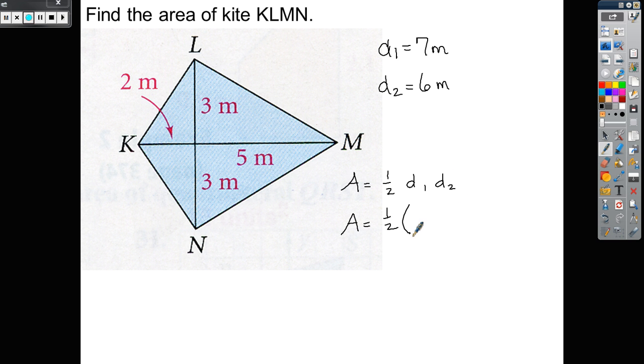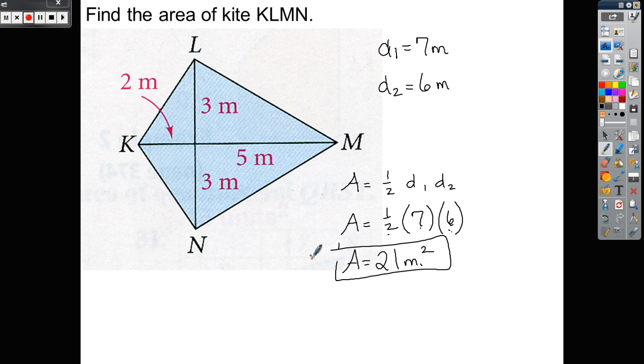We said diagonal 1 was 7, diagonal 2 was 6. Half of 6 is 3, and 3 times 7 is 21, so the area is going to be 21 meters squared.